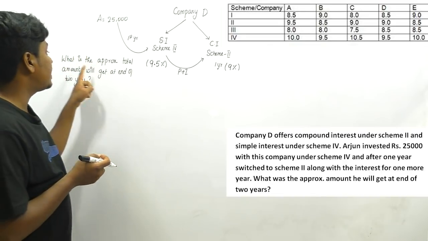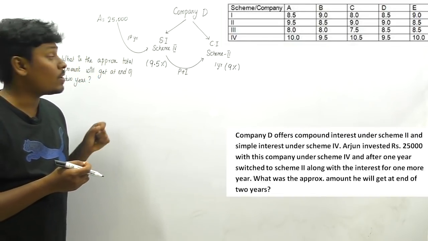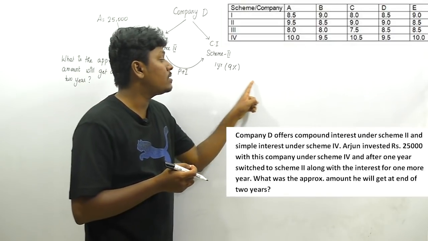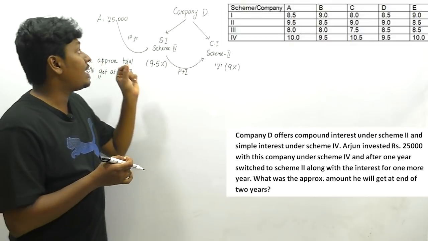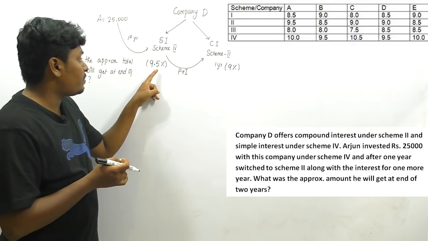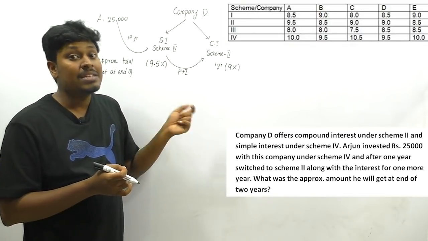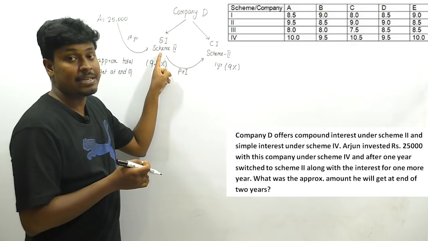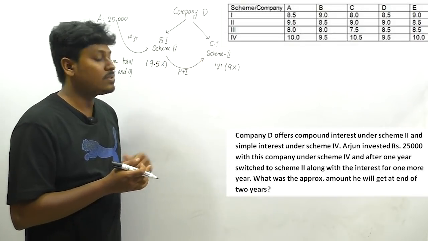Finally, what they're asking is the approximate total amount we will get at the end of the 2 years. They're talking about after 2 years, what is the total amount A received. Friends, understood the concept? A invests 25,000 at simple interest for the first year, at 9.5%. After 1 year, he invests the principal as well as the interest he obtained in the first year into scheme number 2, right? Scheme number 2 is based on compound interest.